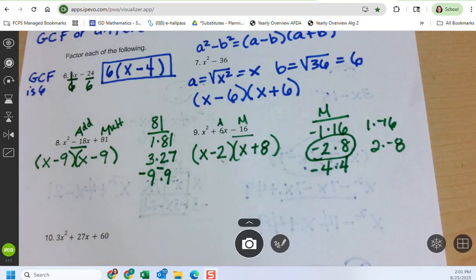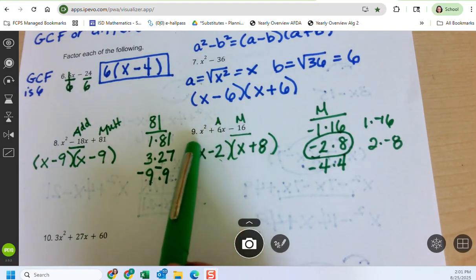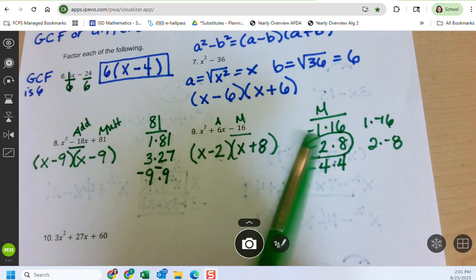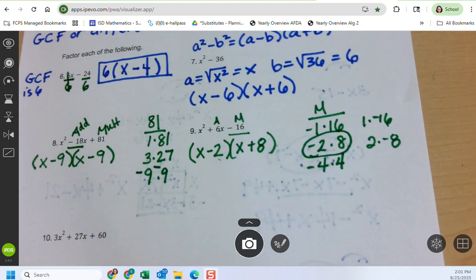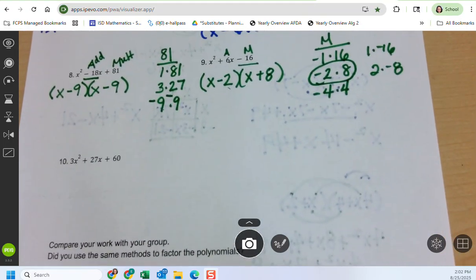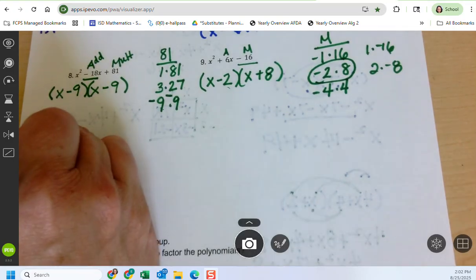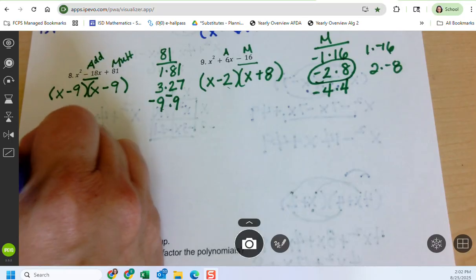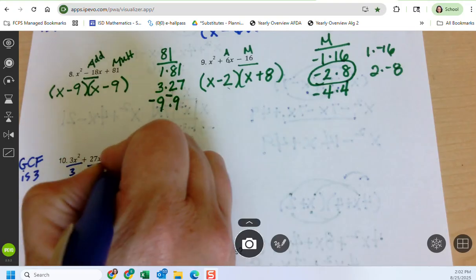Okay. Number 10 is different because it's a two-step problem. In every problem, you should be looking for the GCF first. We didn't really look for a GCF here, but it was good because there wasn't one. There's no number that divides all three terms because the first term doesn't even have a number, and they don't all have x. But if you look at number 10, they can all be divided by what number? 3. So your first step is to factor out the common factor of 3. So I'm going to divide 3, 3, and 3.